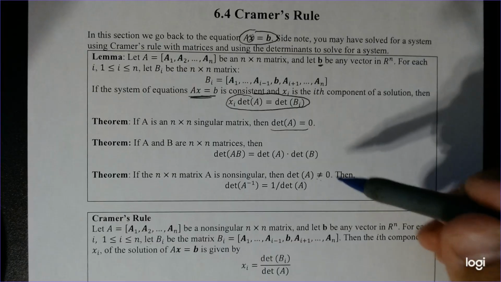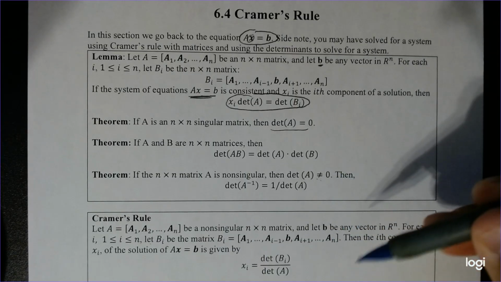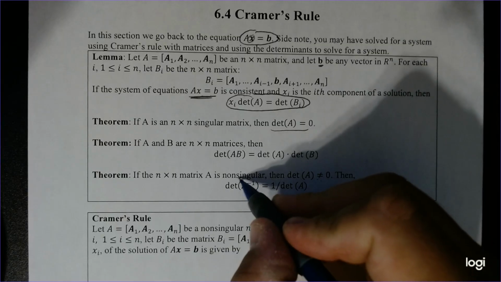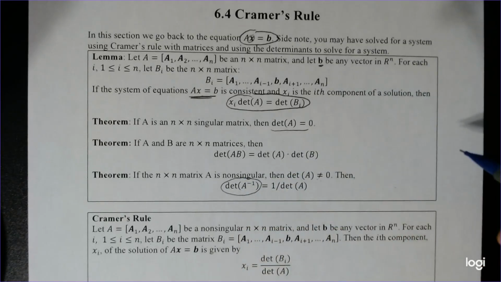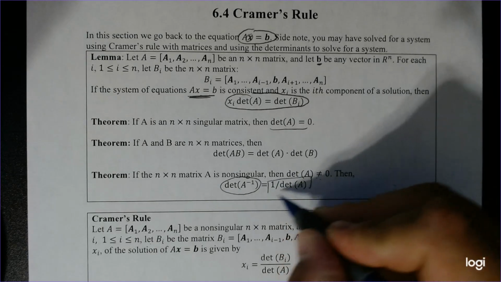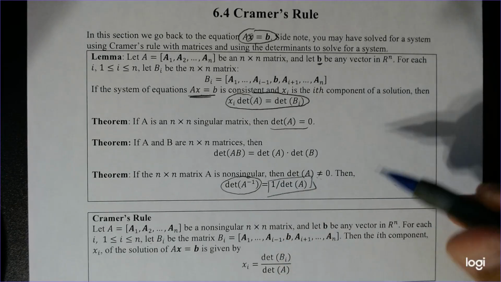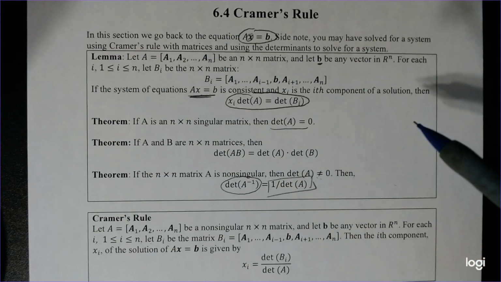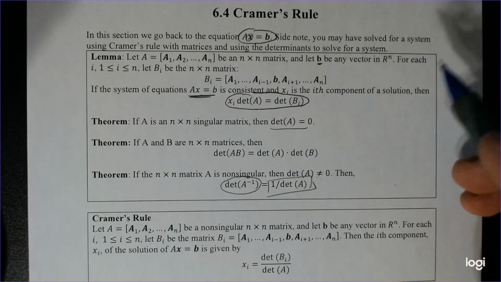But this one is more important because if it's non-singular, there's an alternative way to find the determinant of an inverse, which actually is really nice. So if you just want to find the determinant of the inverse of a matrix, it's 1 over the original determinant. Again, if it's non-singular. Okay. Now the first one, the multiplicative theorem, applies with matrices.